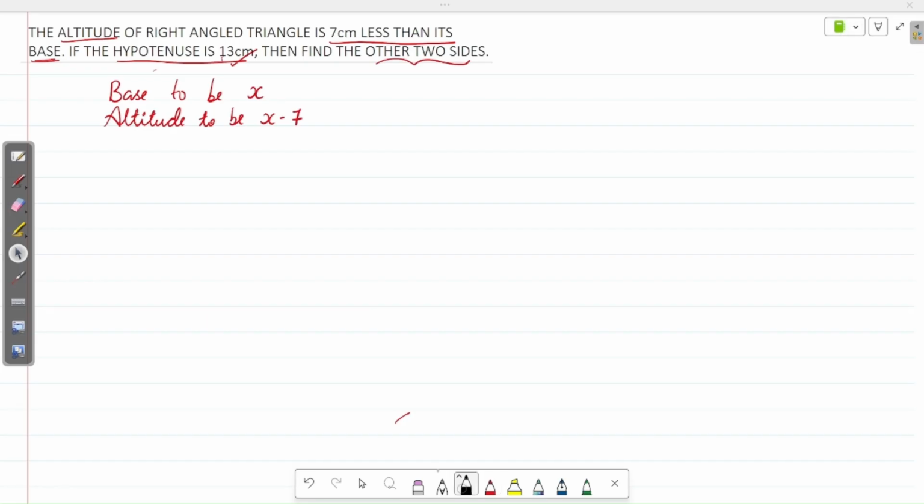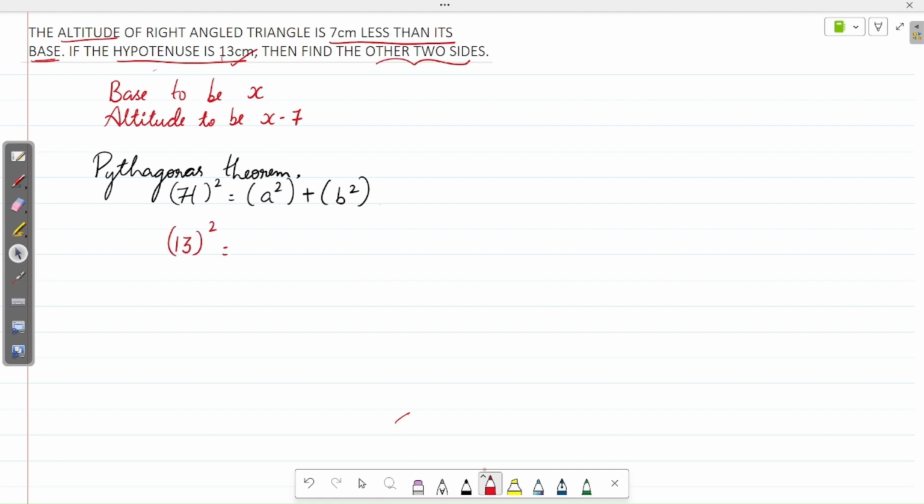So what can I do? Making use of Pythagoras theorem, of course, we all know the relation: the square of the hypotenuse is equal to the sum of squares of the other two sides, considering the other two sides to be A and B. The hypotenuse is 13, so 13 squared equals, if I consider A to be the base, x squared, plus B to be the altitude, (x minus 7) whole squared.